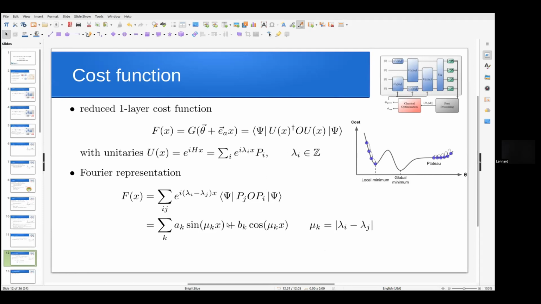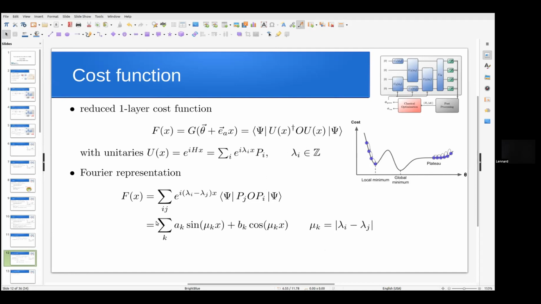So effectively now we have this function a_k sine of mu_k x, and for this specific function we now know the structure. We want to find a good estimate for the gradient.